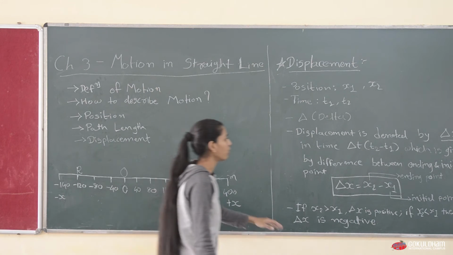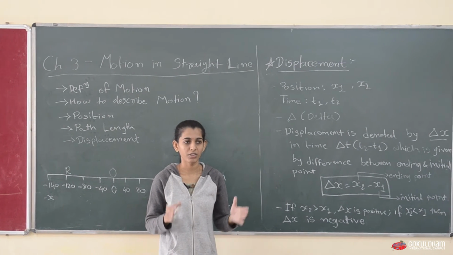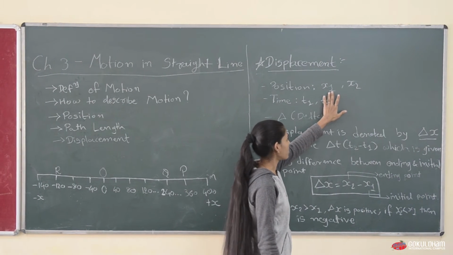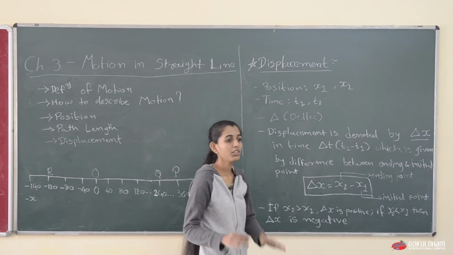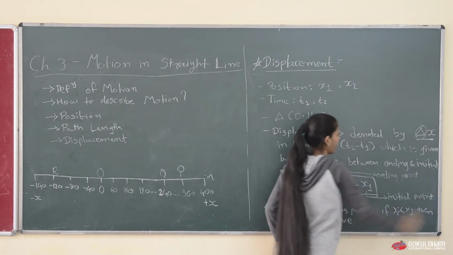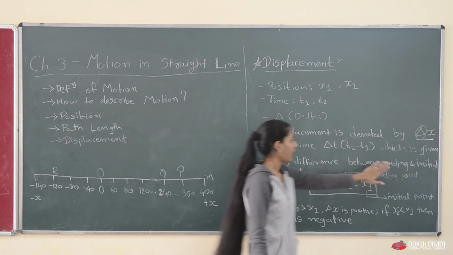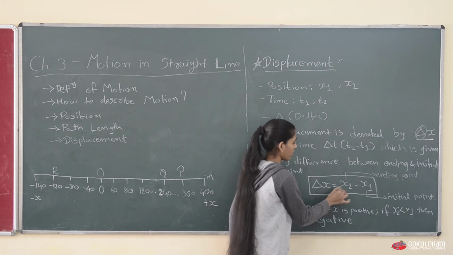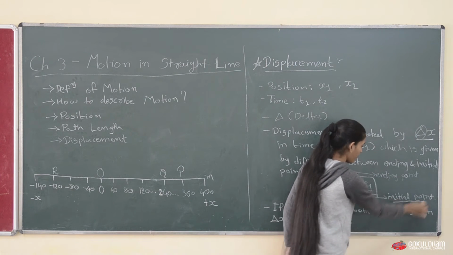Basically, what is displacement? Displacement means the difference between the ending point and starting point of our object, say a car. Let's take two positions x1 and x2 of our object with time interval t1 and t2. To define displacement, it is denoted by delta x. This symbol is called delta. In time interval delta t, it is given by the difference between the ending point and initial point. So, this will be our equation for the displacement: delta x equals x2 minus x1, where x2 is our ending point and x1 is our initial point.